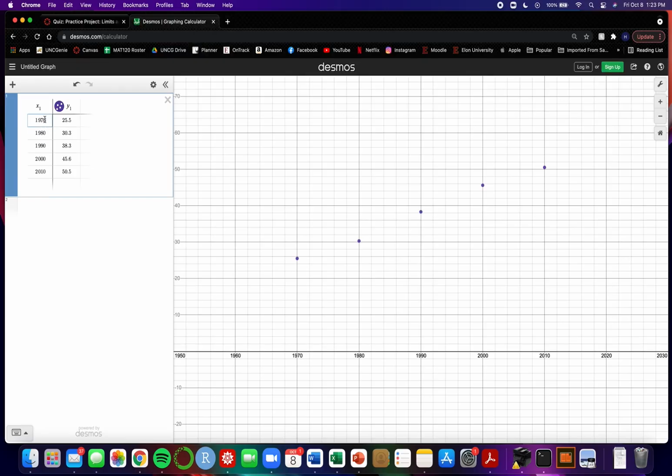So the first one, 1970 minus 1970, the difference between the two is just 0 years. 1970 versus 1980 is a difference of 10 years, and so on. And 1970 versus 2010 is 40 years.